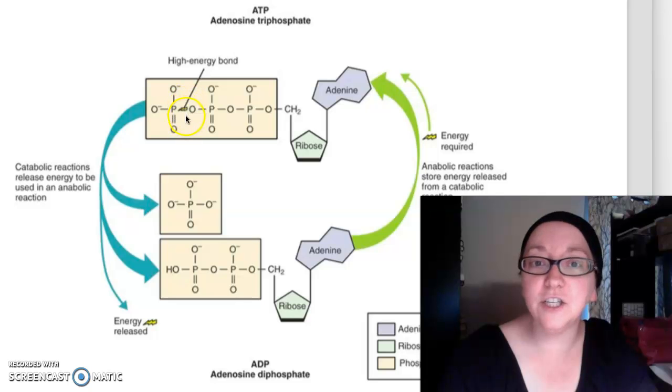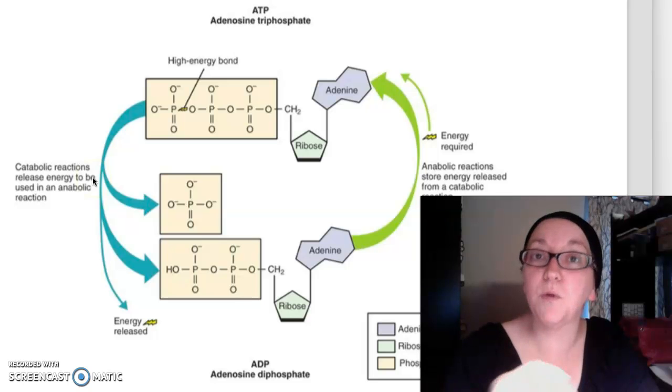ATP has a high energy bond here at the last phosphate group. So the bond between the last 2 phosphates has a lot of stored energy. If we break that bond and take a phosphate off, then that is a catabolic reaction, right? So catabolism is if you break something.